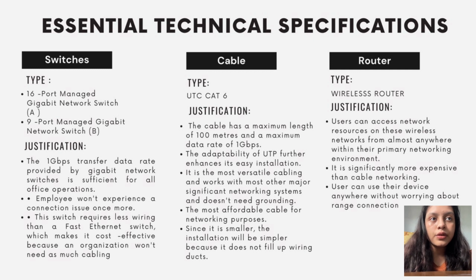Okay, the next component is cable, and for this task we chose to use UTP Cat 6. The justification for our choice is that the cable has a maximum length of 100 meters and a maximum data rate of 1 Gbps. The adaptability of UTP further enhances its easy installation. It is the most versatile cabling and works with most other major networking systems and doesn't need grounding.